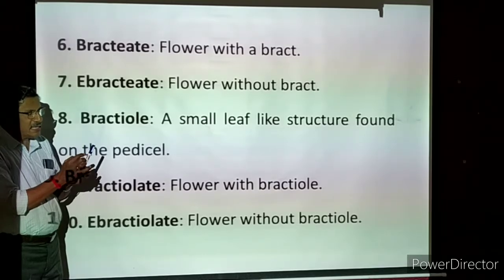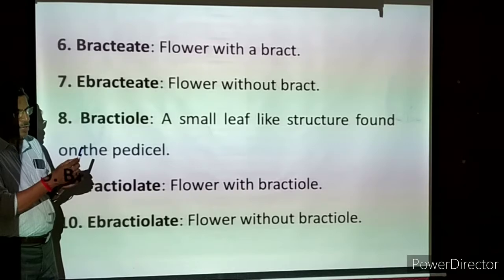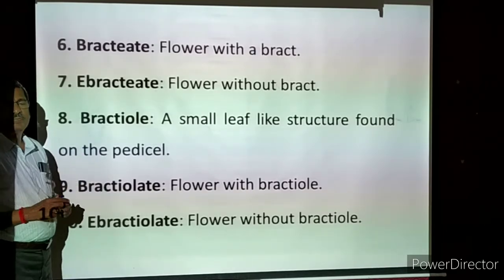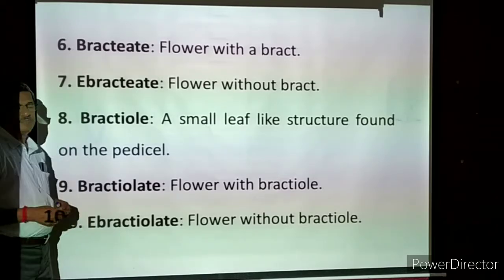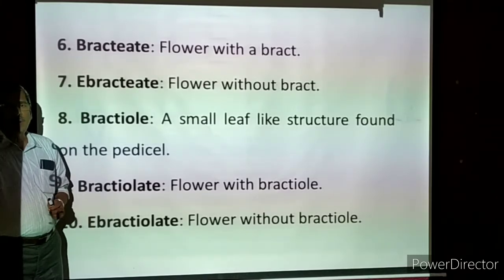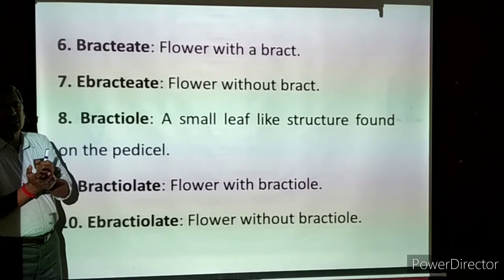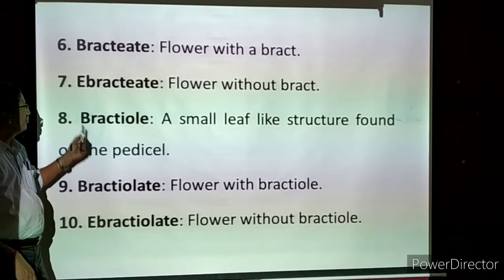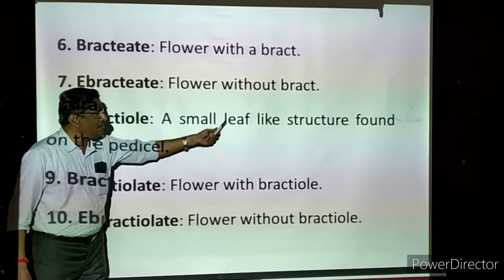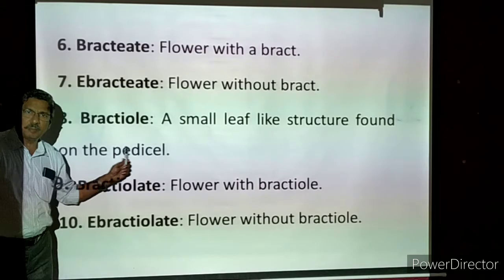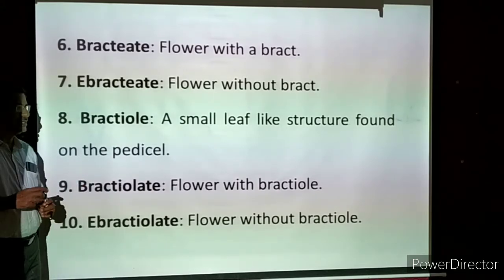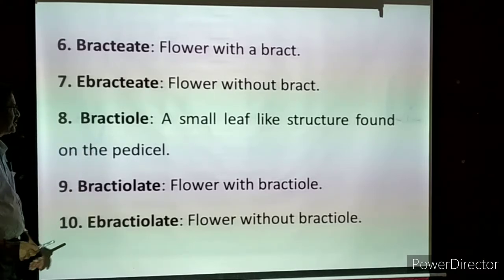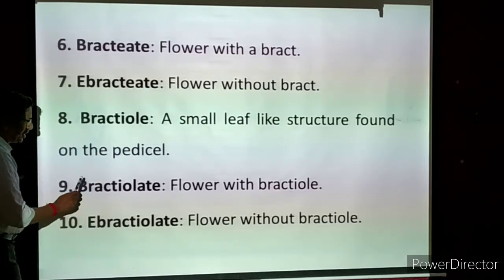But on the pedicel, anywhere, it can be any part of it, one more small green leaf-like structure will be present, which will be smaller than the bract. Bract is found at the base of the pedicel, but the bracteole is present on the pedicel anywhere. That is called a bracteole. A small leaf-like structure found on the pedicel, anywhere in the full length. Only one green leaf-like structure.